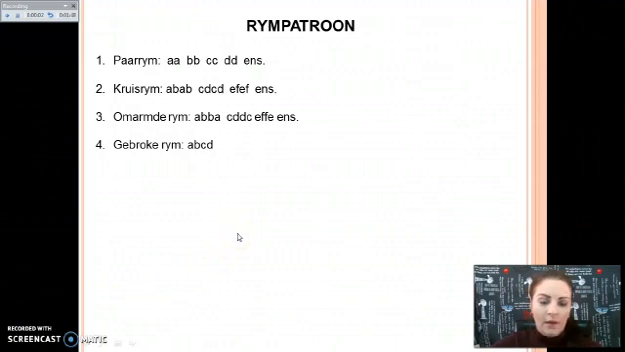Now the rhyme pattern. When you work with the rhyming pattern, it focuses more on the sound of the word. Nou daar is 4 soorte rympatrone. Eerstens, paarrym, kruisrym, omarmde rym en gebroke rym. Now let's have a look at each one of these.